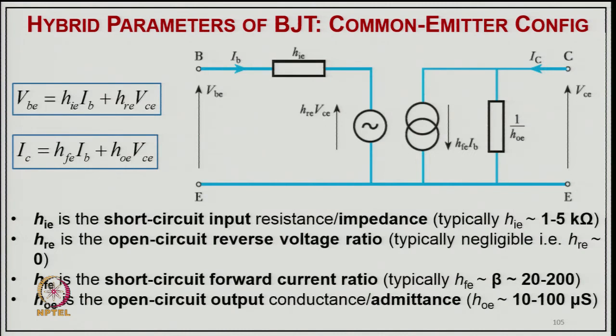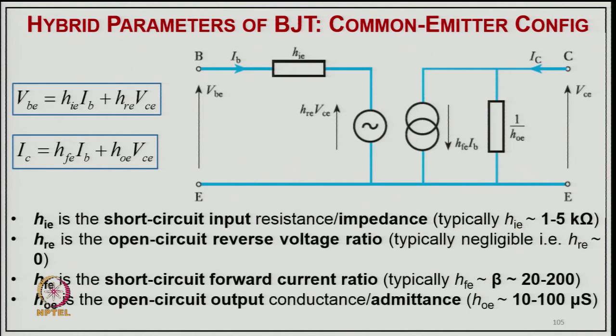So, from this equivalent circuit in H parameters of the BJT, we can say VBE will be HIE into IB plus HRE into VCE, and typically your output current I2 or IC will be HFE into IB plus HOE into VCE. That is the impedance. Multiplying it, that will become a current. So, that becomes the admittance, and this is the impedance. So, these are the two equations for input voltage and output current.